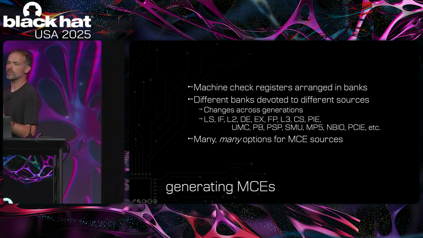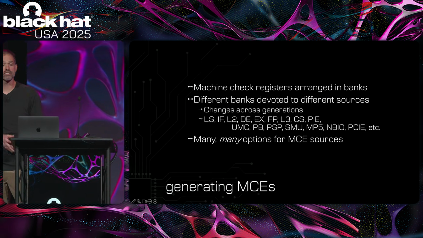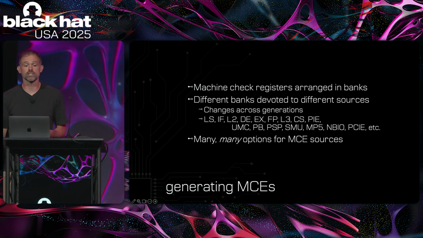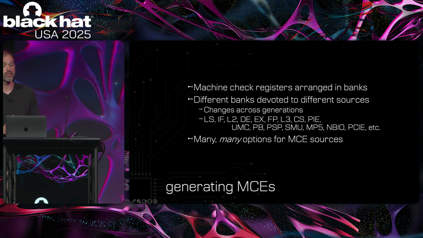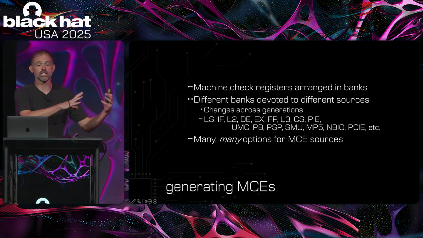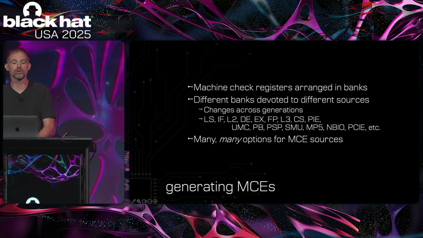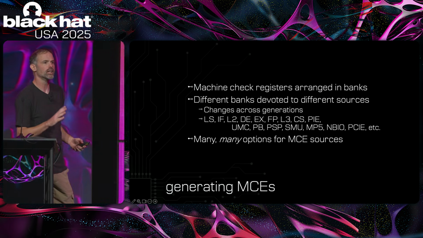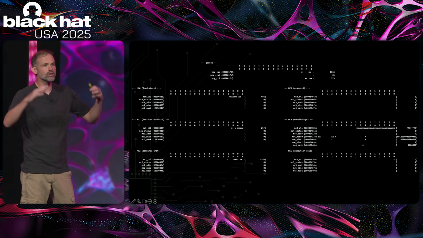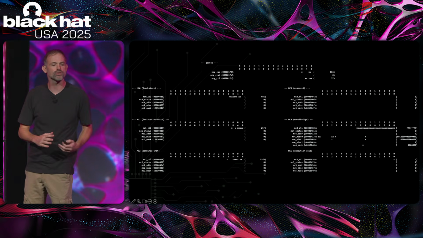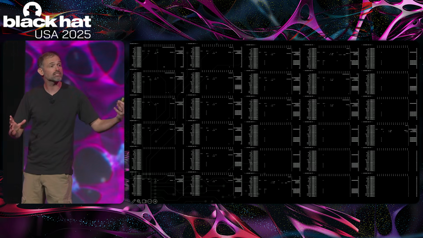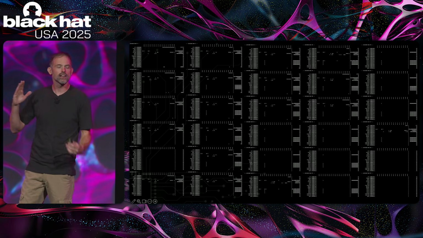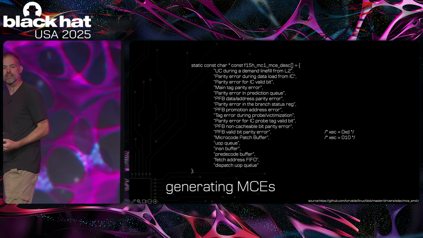So a little bit of background here. Machine check registers are arranged in what they call banks, and you have different banks of machine checks devoted to different sources. This changes a lot across different generations, but you'll see a bank of machine check registers for the L2 cache, or for the decode unit, the execution unit, floating point unit. There's so many different sources of these machine check exceptions, and you can actually dump out the banks to see how they're configured. And then there's extended banks that capture hundreds of different machine check registers across thousands of different bits. There are so many possible ways to generate these kinds of exceptions.